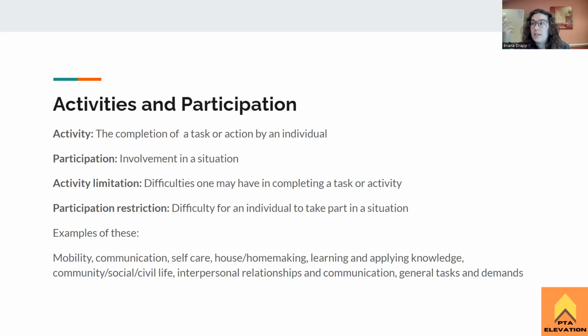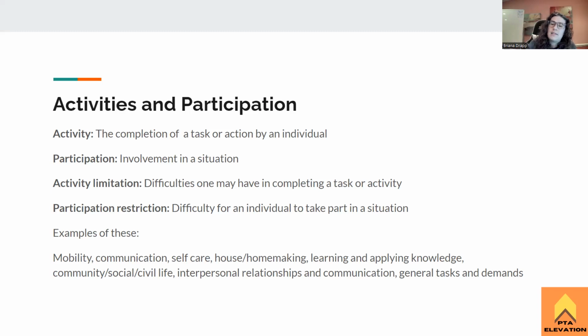So you're telling a patient, can you pick up that toothbrush and hand it to me? That would be an activity. If they're unable to do it, it's an activity limitation. If they're unable to participate in brushing their teeth, that would be a participation restriction. See how it kind of blends into each other with the activities and participation.